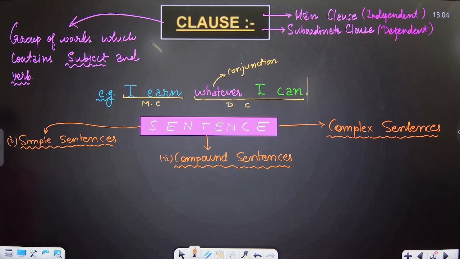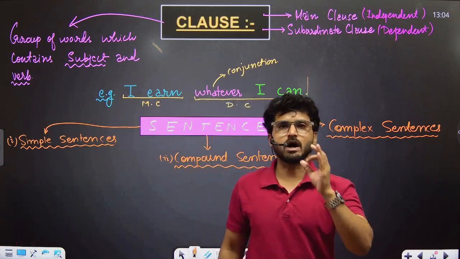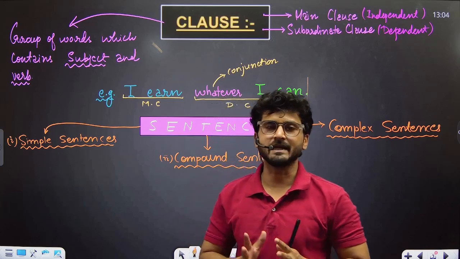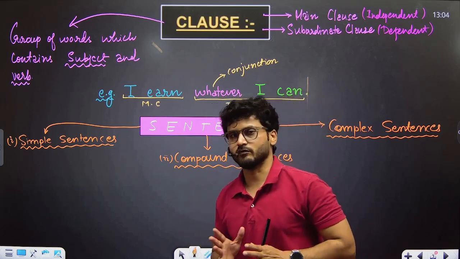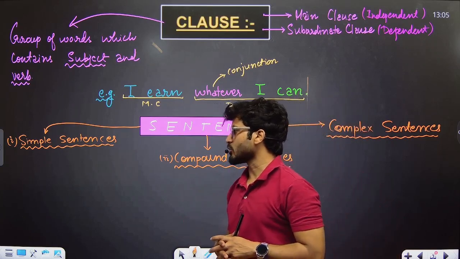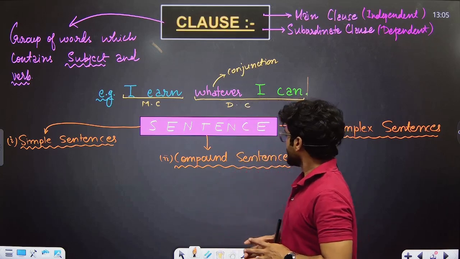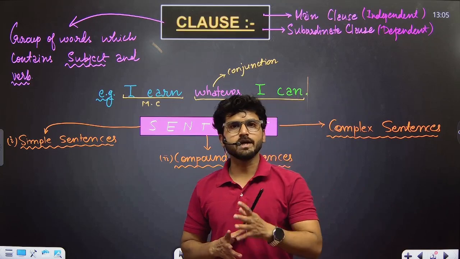Now see, simple sentences, what are those? In simple sentences, you have only a main clause, one subject, one verb. One independent clause you are going to see there. In the case of compound sentences, you are going to get what?